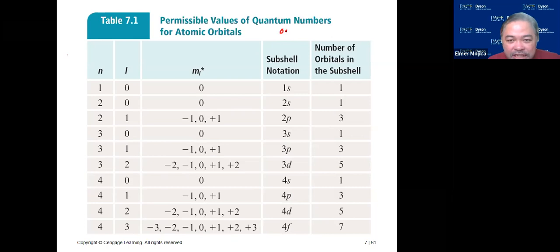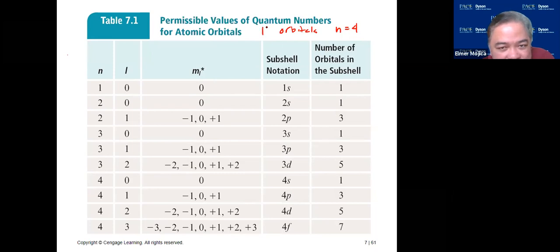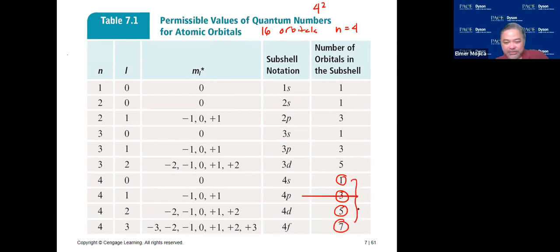So how many orbitals when n is equals to 4? Anyone? 16. It is equals to 16. You do the shortcut. How do we get 16? The square of 4. What is the hard way? You count this one. 1 plus 3 plus 5 plus 7. So all of them will give you 16.